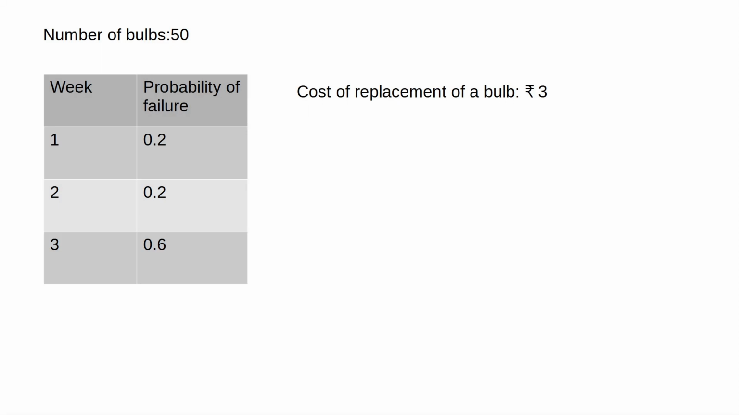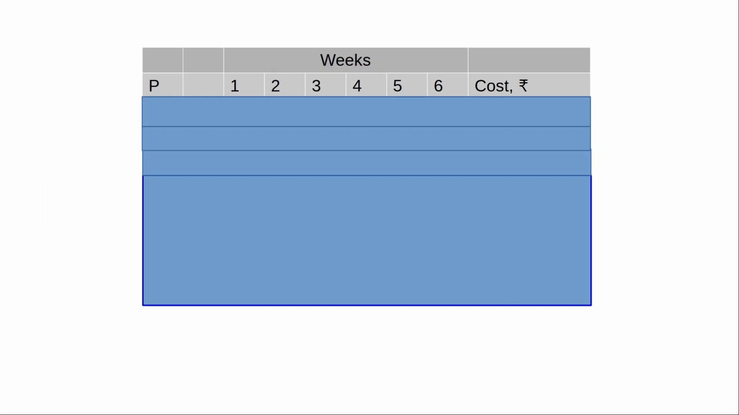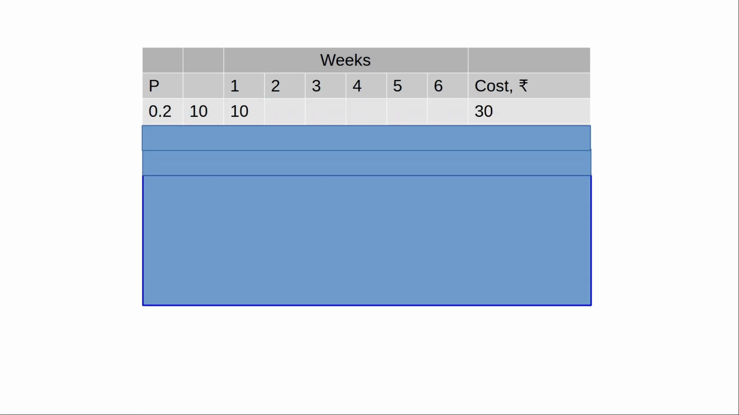And the cost of replacing a bulb is 3 rupees. So let's see how expensive it is going to be to replace these bulbs. Now the probability of failure in the first week is 0.2. So out of 50 bulbs, you have 10 bulbs which would fail. So I have written 10 here, and then I have copied down the 10 below 1, which is nothing but the week, that is the end of the week. Now the cost of replacement is 3 rupees for a bulb, so that's going to be 30 rupees.